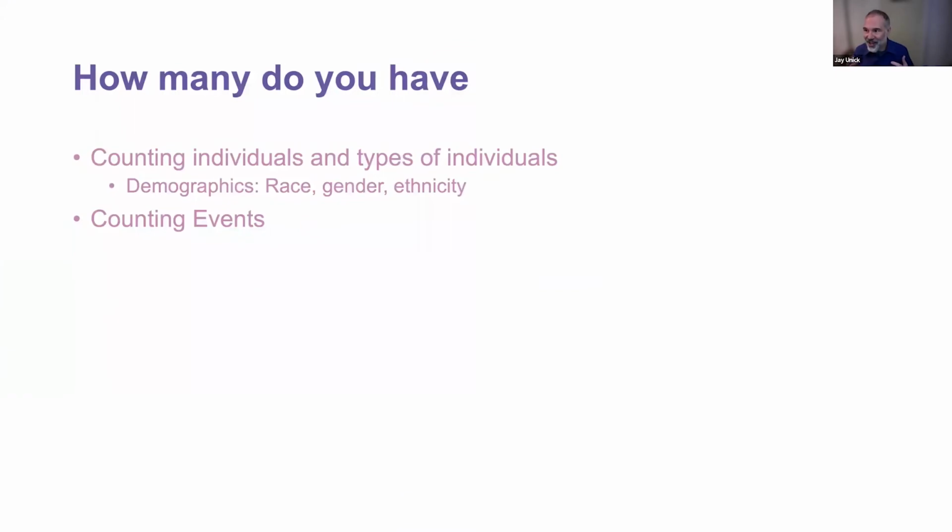So now we've got good data. We've got what we call clean data. We're going to do some things with it. The first thing we're going to do is count stuff. How many people do you have? How many people that are male do you have? How many people that are African American or white or Hispanic? How many people are injection drug users? How many people come back after the first service? These are counting. So we count demographics and we count events.